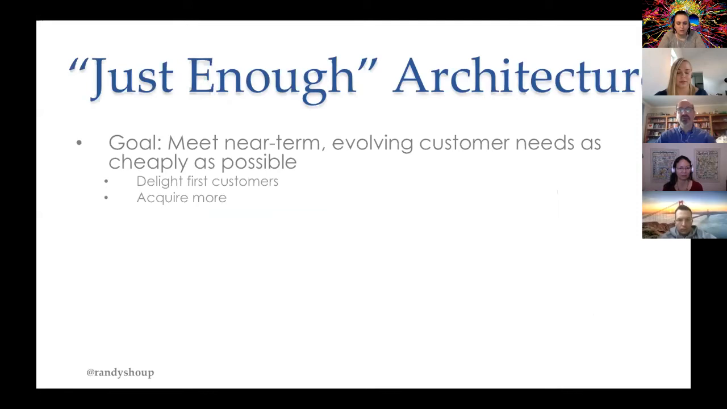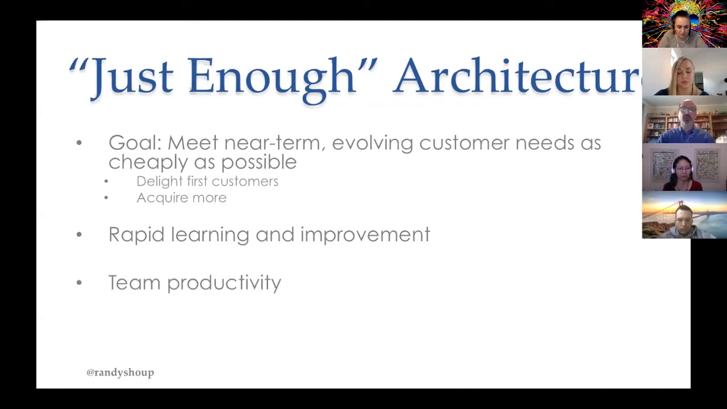And so at this phase, what I like to say is we want just enough architecture, the bare amount of architecture to get the job done. And our goal here is to meet those near-term evolving customer needs as cheaply and simply as possible. So we want to delight the first customers that are trying out our new product or our new application, and we want to acquire more. And the thing we want to optimize for is rapid learning and rapid improvement based on customer usage and customer feedback.